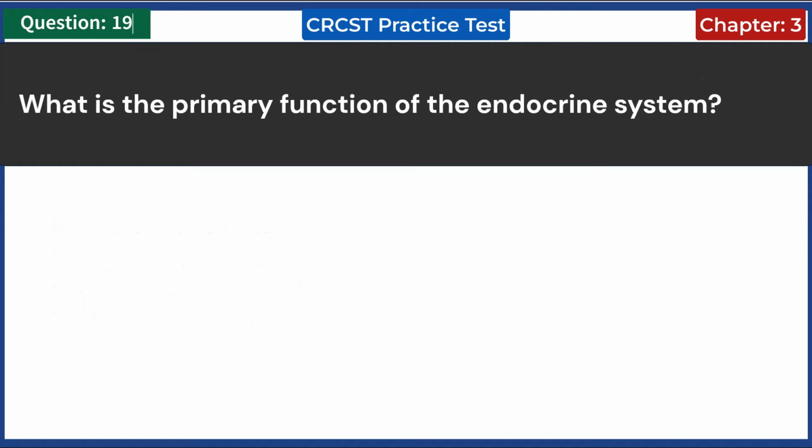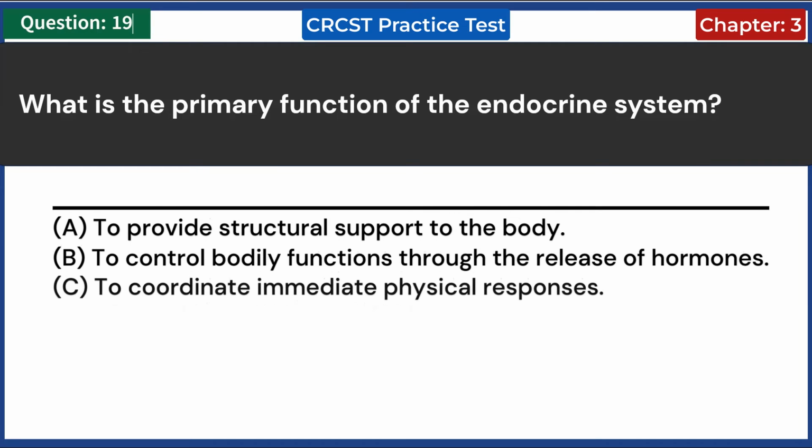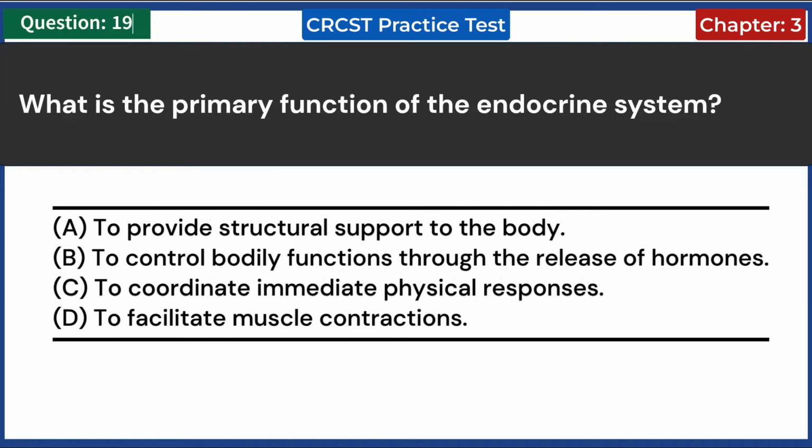What is the primary function of the endocrine system? A. To provide structural support to the body. B. To control bodily functions through the release of hormones. C. To coordinate immediate physical responses. D. To facilitate muscle contractions. Answer: B. To control bodily functions through the release of hormones.